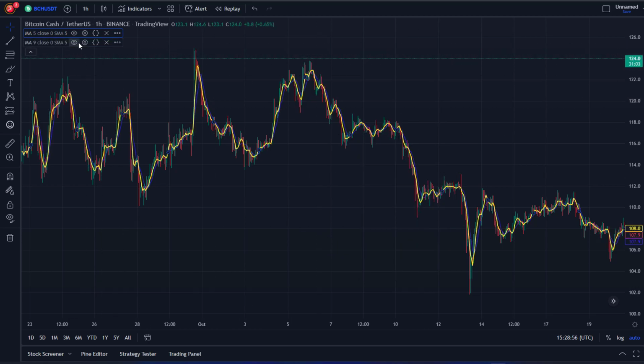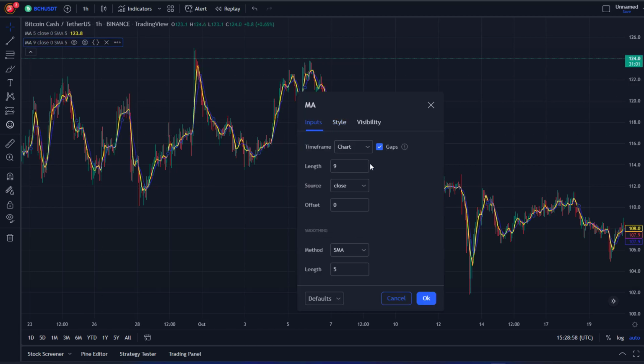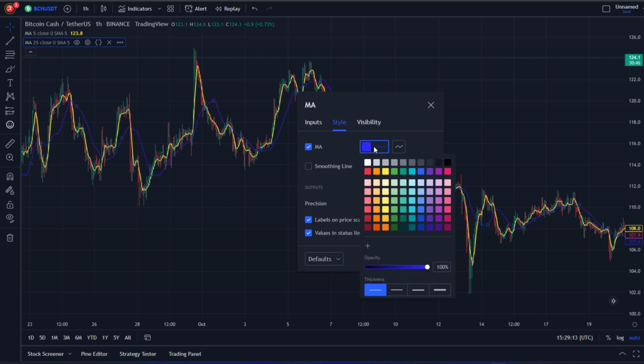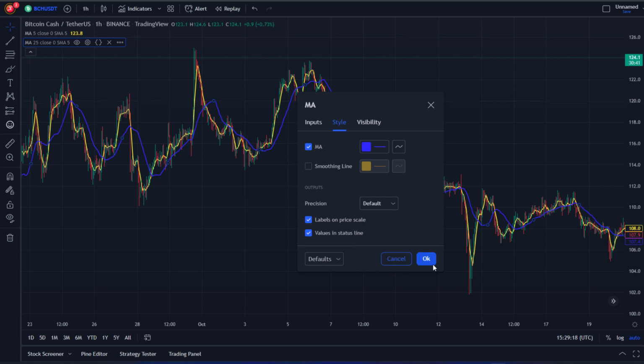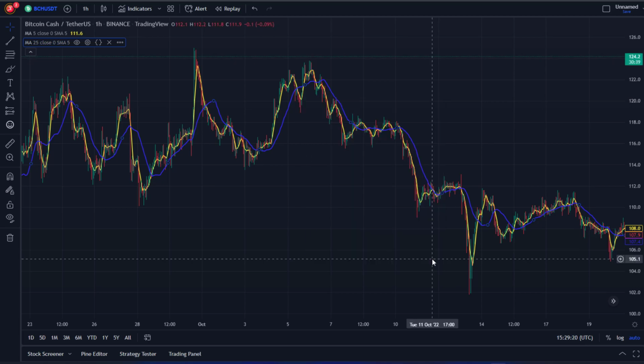Okay, the second one, however, the length could be anything of 20 or 25. It depends on your own choice. Whichever you see works better. I usually set it on 25. The color is blue, it's good for me. A little bit more thickness, just like the yellow one, and we are set to go.